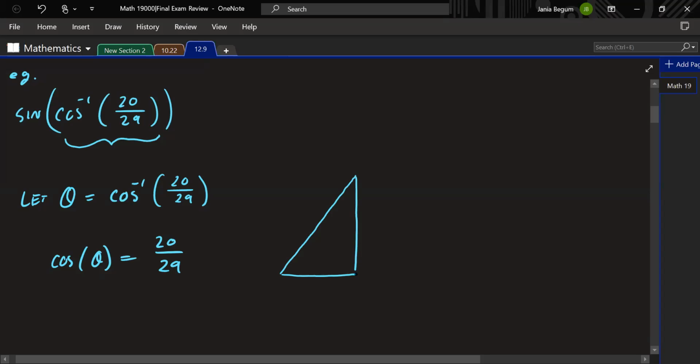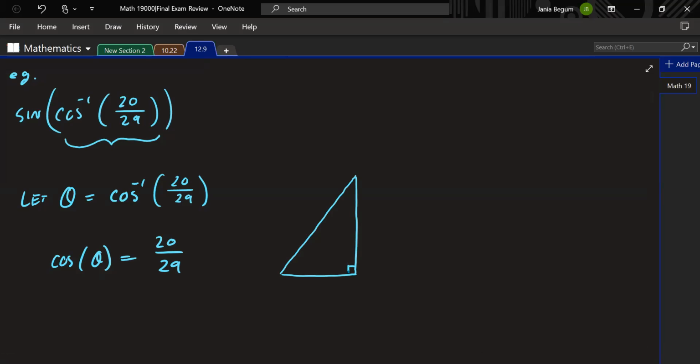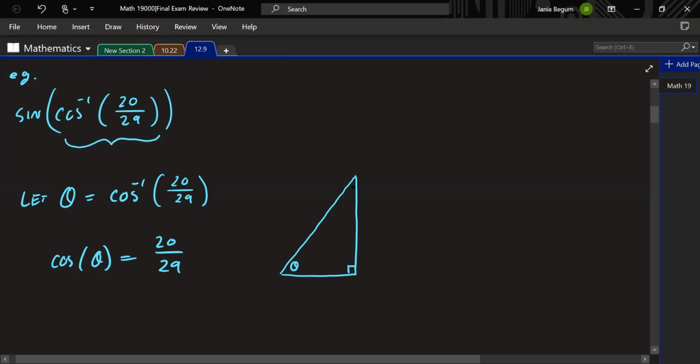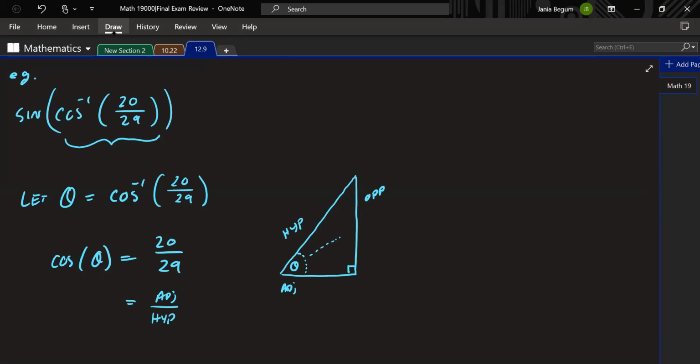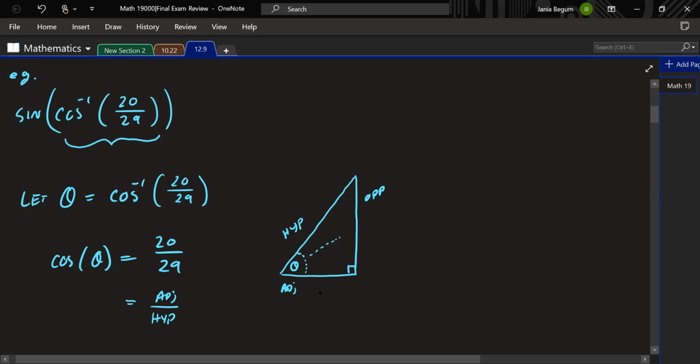WebAssign does give you the right triangle, but you should know you have to create it regardless of whether the question gives it to you or not. So theta could be located here or on the upper corner. If it's here, then across from theta is your opposite side. This is adjacent, and this is the hypotenuse. Cosine is by definition adjacent over hypotenuse, which means we have adjacent 20 and hypotenuse 29. So now we can find the missing length.